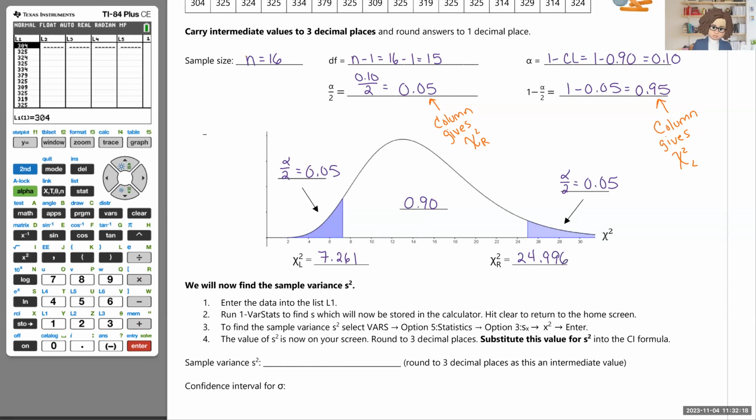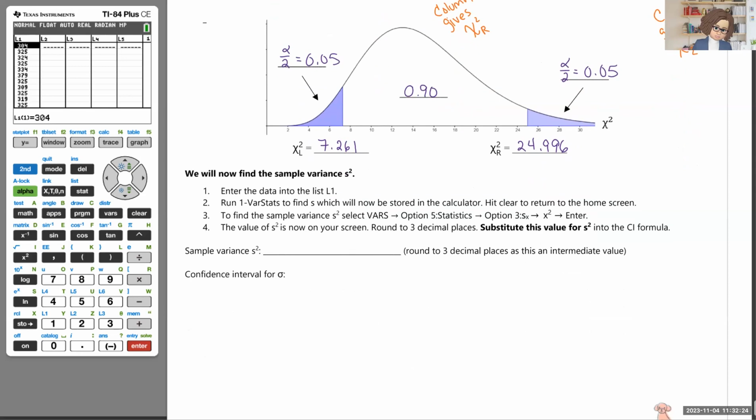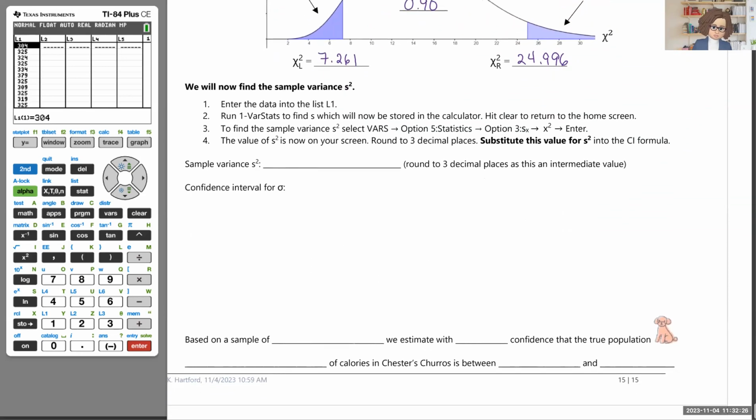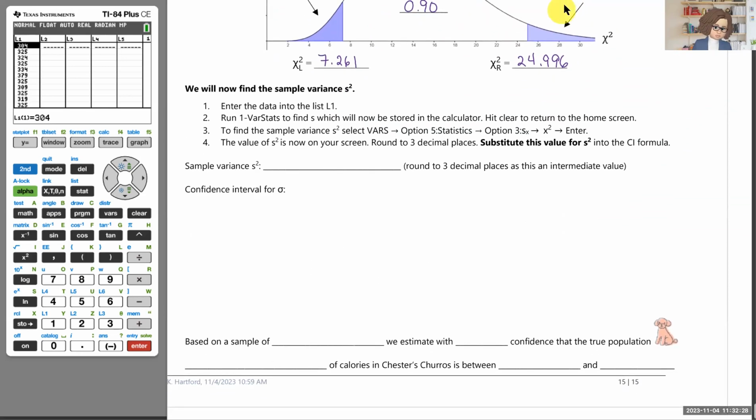Okay, now we're ready to continue here to find our confidence interval. And in the case where they give us the data, in order for our answers to match Alex, I'm going to step through the process of what you'll want to do if given data. So we've already taken care of step one. We've entered the data into a list.